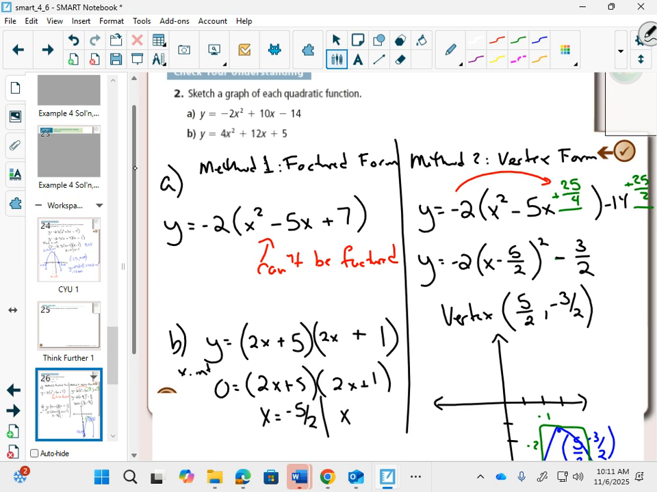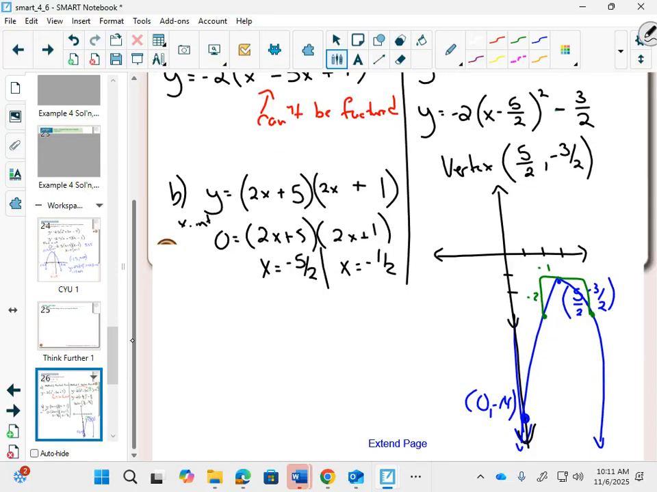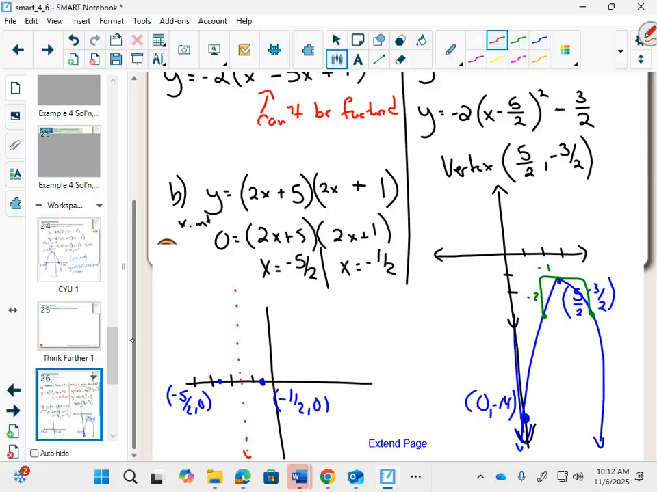Here x would be negative 5 over 2. Here x would be negative 1 over 2. So when I go to graph that, I would have negative 1 over 2 comma 0 and negative 5 over 2 comma 0. And right in between those two is my axis of symmetry at x equals negative 3 over 2.